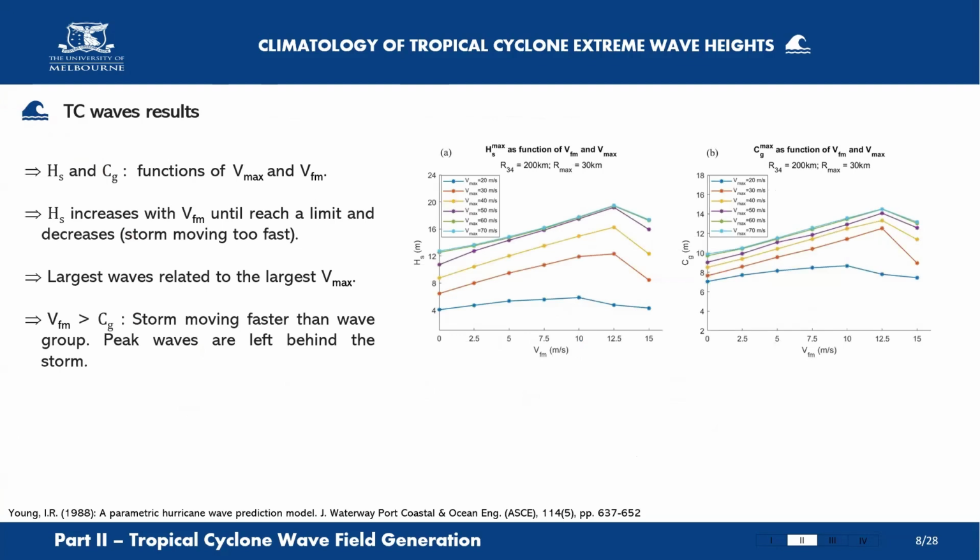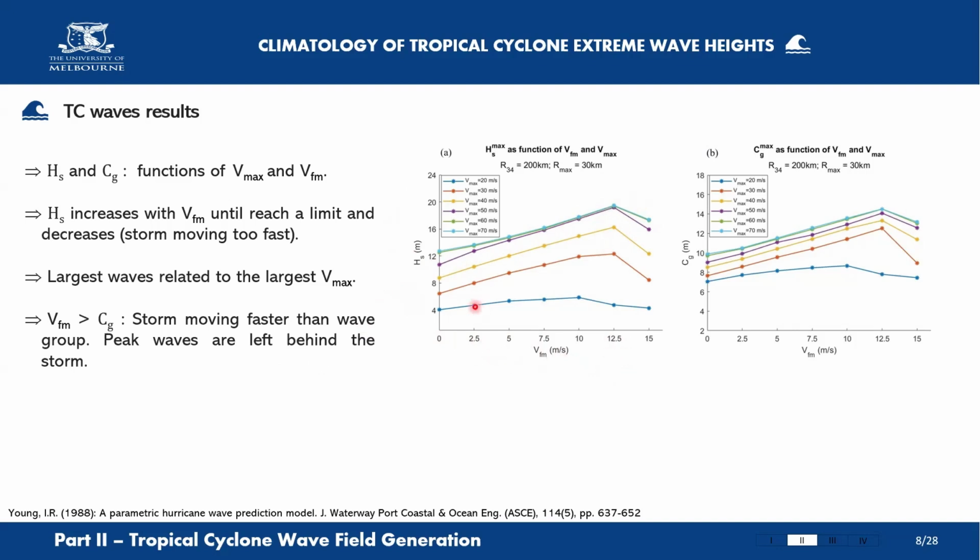For all simulation results, the HGS and wave group velocity are functions of the Vmax, the maximum winds, and the velocity of forward movement, VFM. In the left panel, we have the HGS on the vertical axis, as a function of the velocity of forward movement on the horizontal axis. We can see that the HGS increases until it reaches a limit. These limits occur when the storm is moving too fast, around 12.5 meters per second.